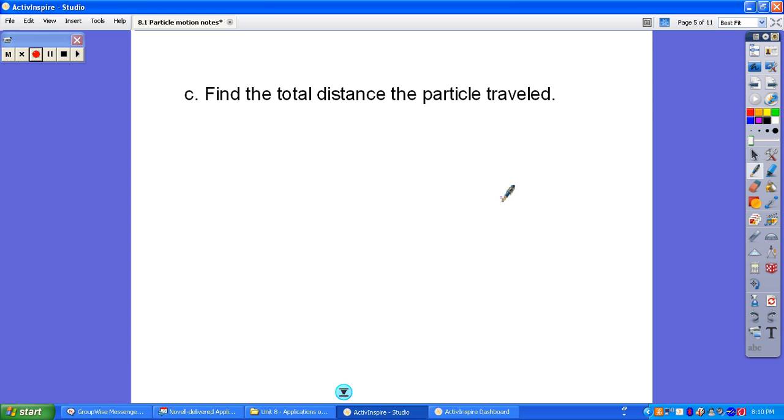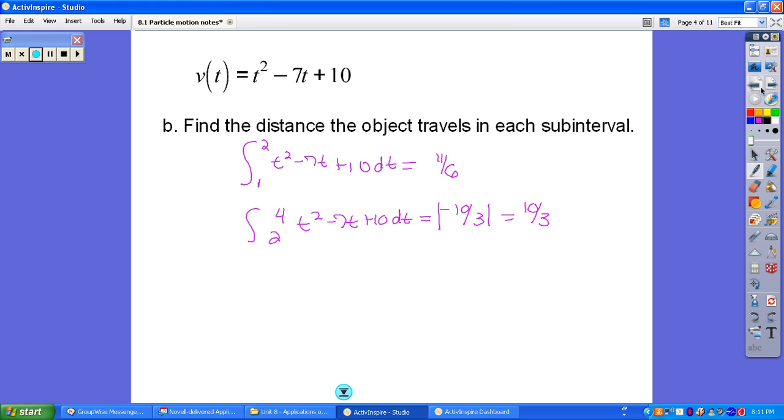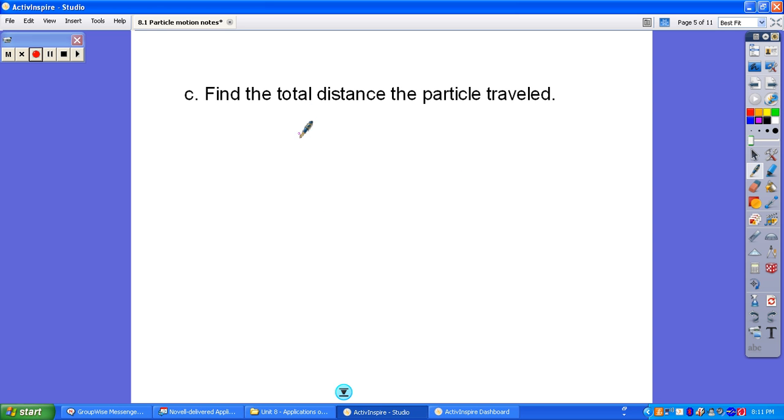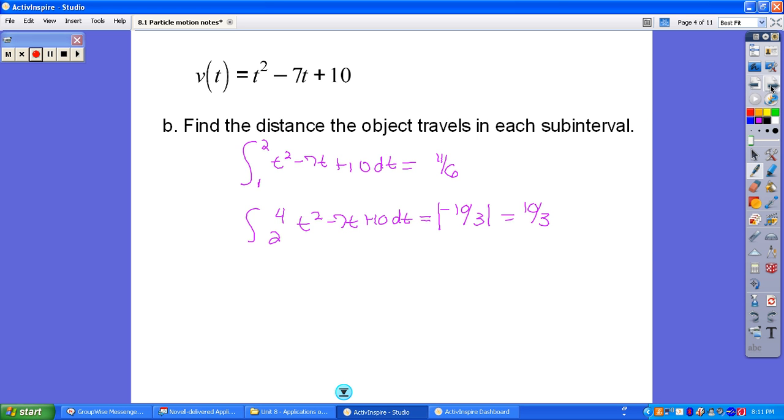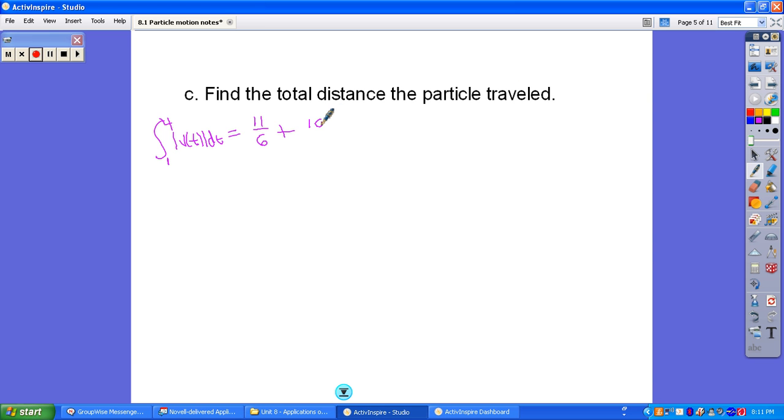And then it says find the total distance. So one thing you can do for the total distance is just add the distances from the two pieces. Since we already know the two pieces, we could just say it's 11/6 plus the 10/3 for our distance traveled, which gives us 31/6.